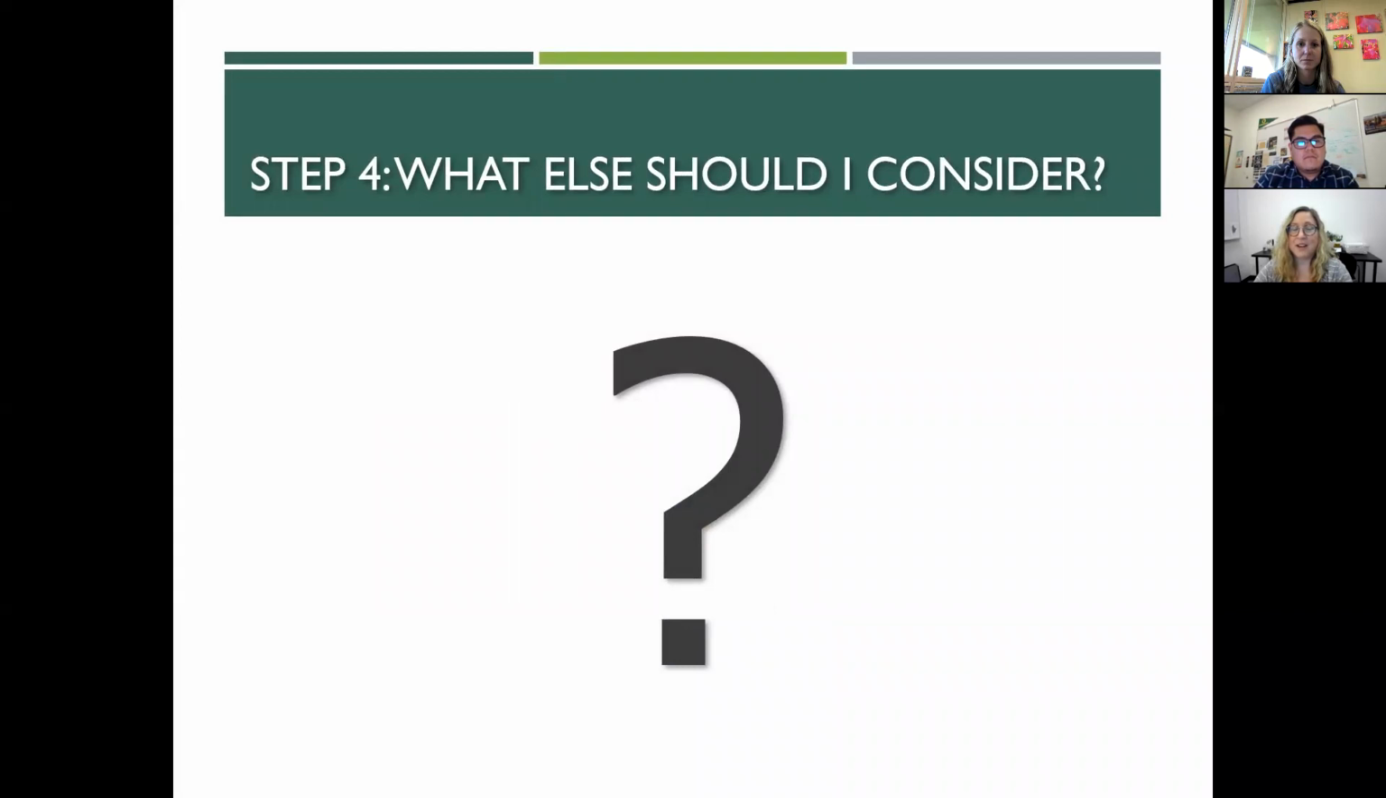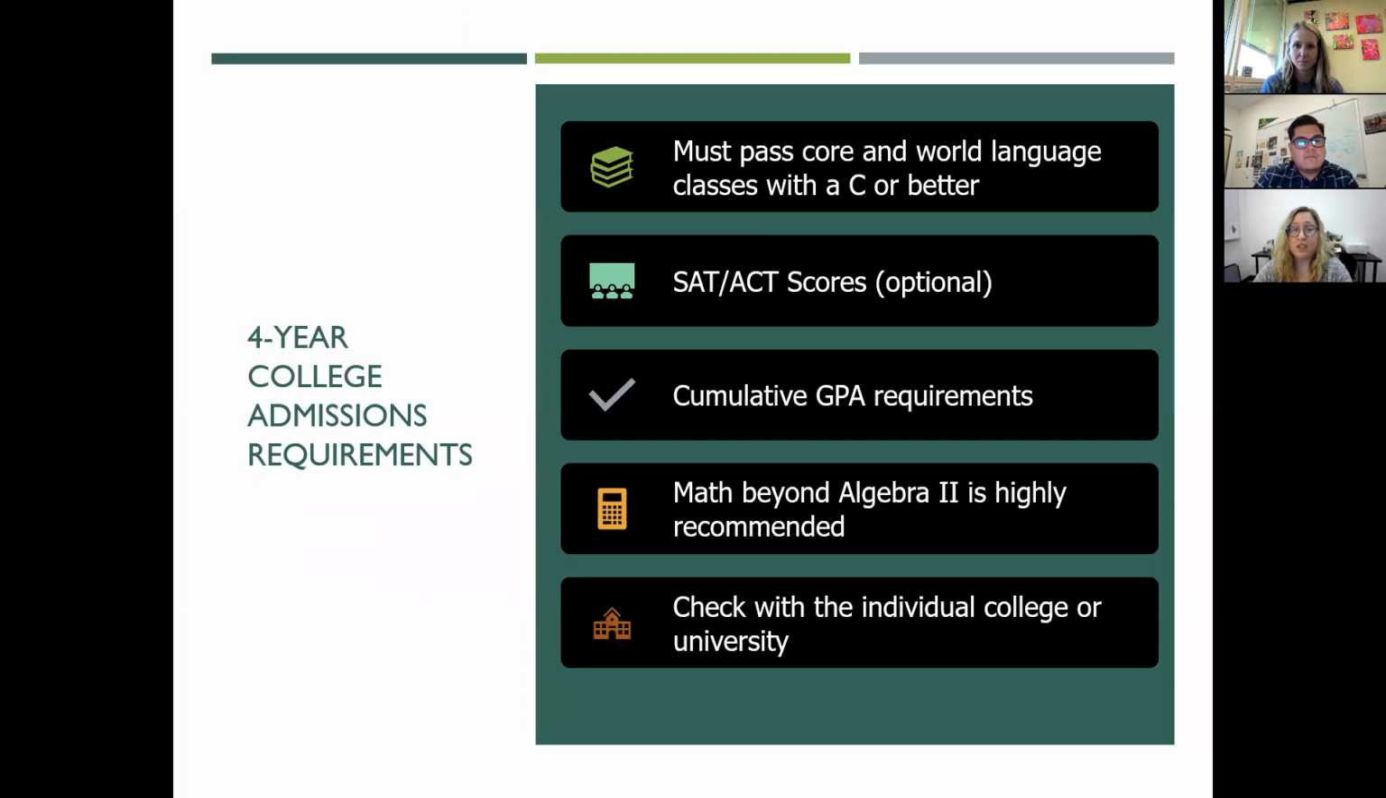Hey, you guys, we're getting there. There are just a few more things that you should consider while you're making your selections. One of the important things to consider is what four-year college admission requirements are. We've mentioned some as we've gone through the presentation today, but just remember that you must pass your core classes and world language classes with a C or better.